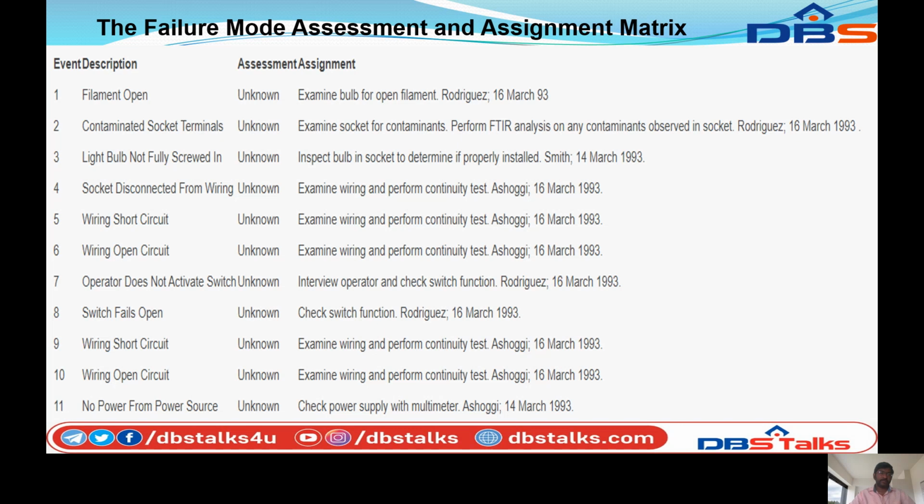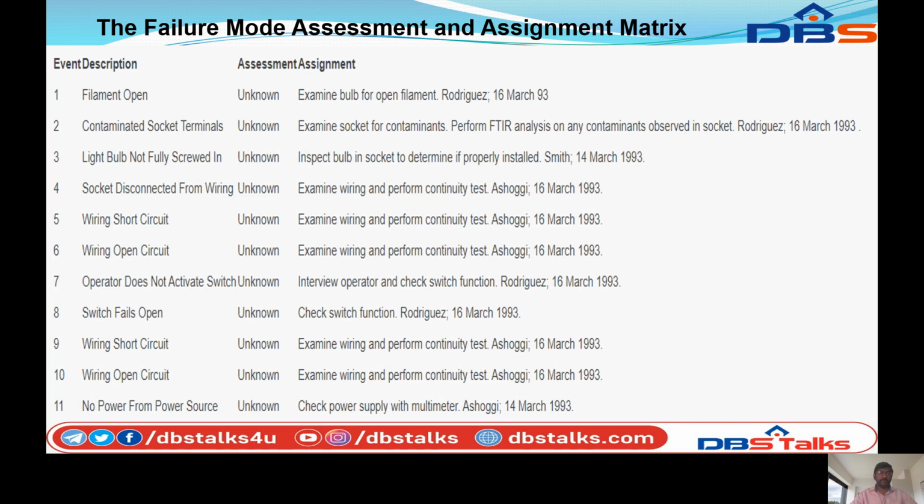Next, event 2, the description is contaminated socket terminals. The assessment is unknown. The assignment is to examine the socket for contaminants and perform FTIR analysis on any contaminants observed in the socket. This is due 16th March 1993.